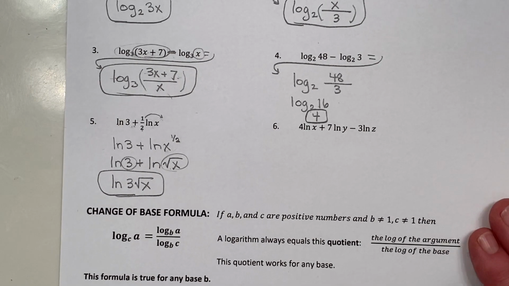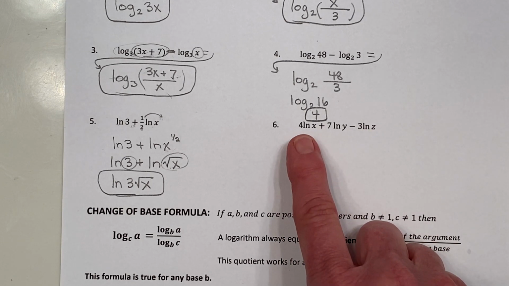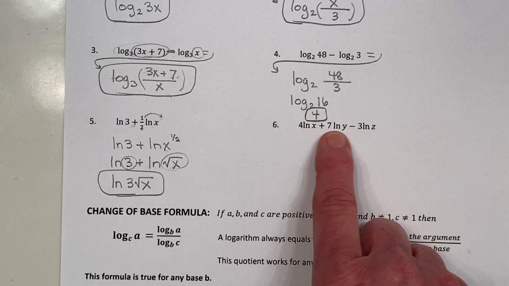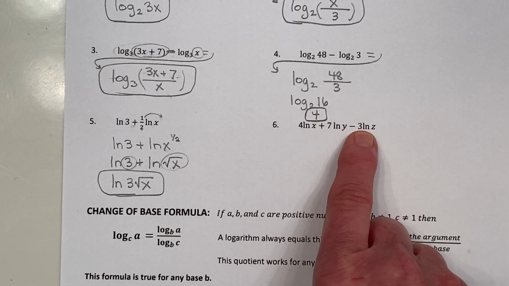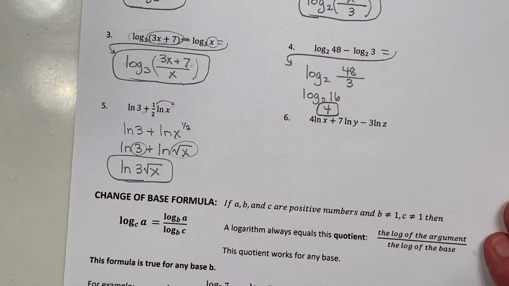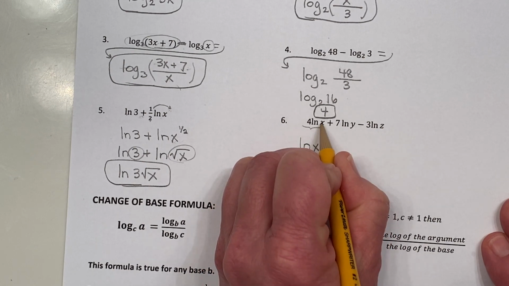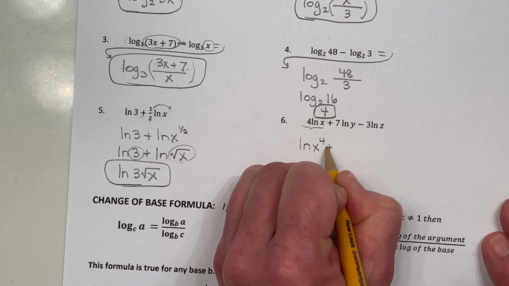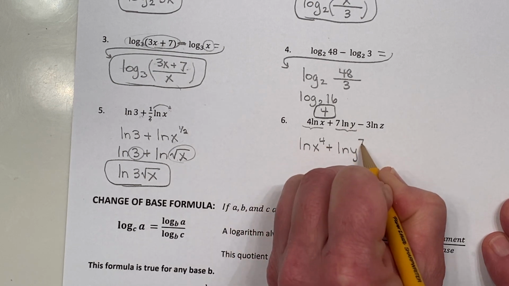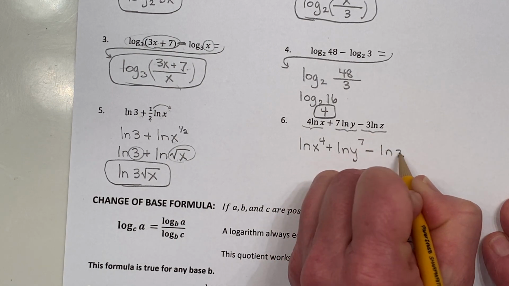All right, 6. Notice that we have 3 log terms here. In the front, I see a factor here. That's going to become an exponent on x. This factor of 7 is going to become an exponent on y, and 3 is going to become an exponent on z. That's going to be the first thing I do, is take care of the factors and make them powers. So for here, base of x, power of 4. This next term, base of y, power of 7, minus here, natural log of z to the 3rd.